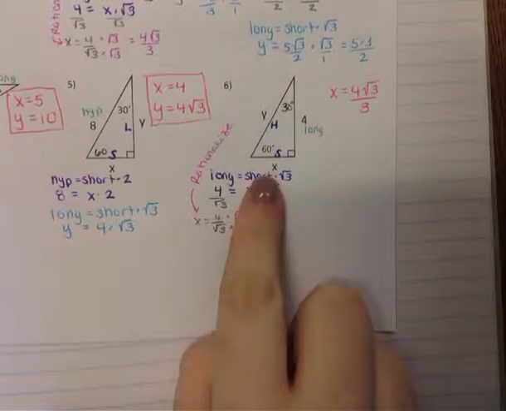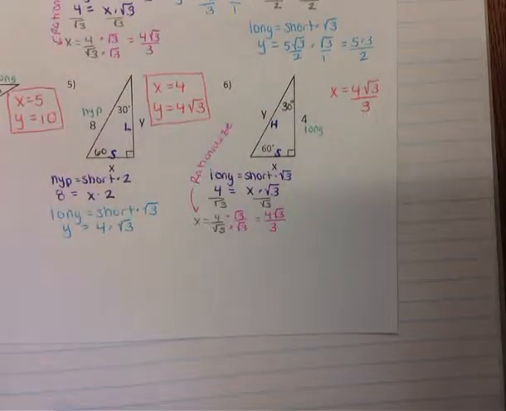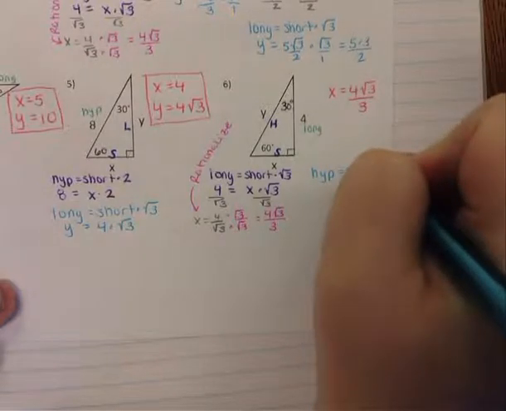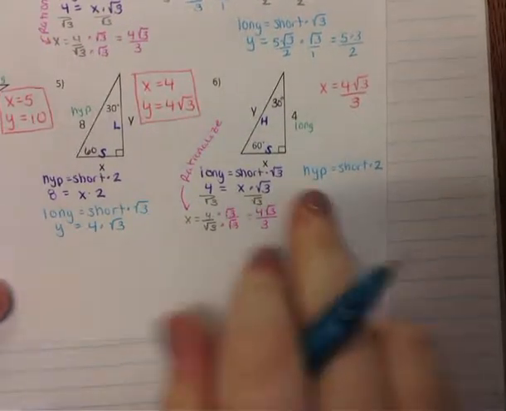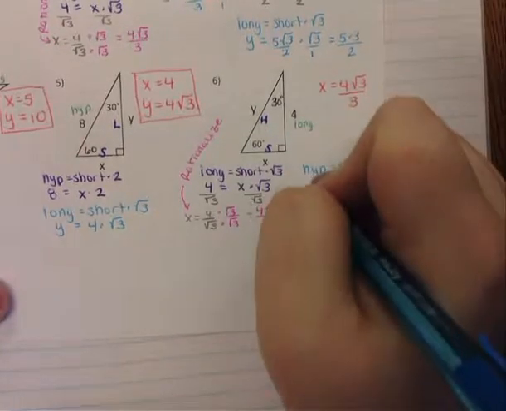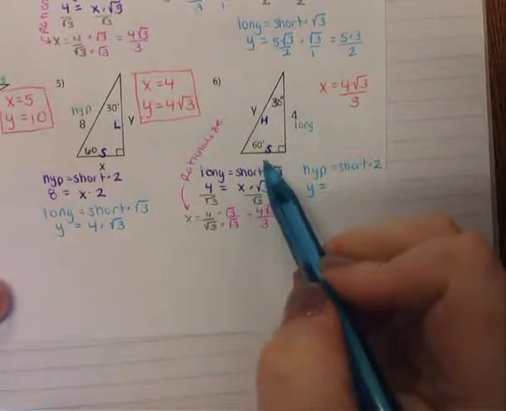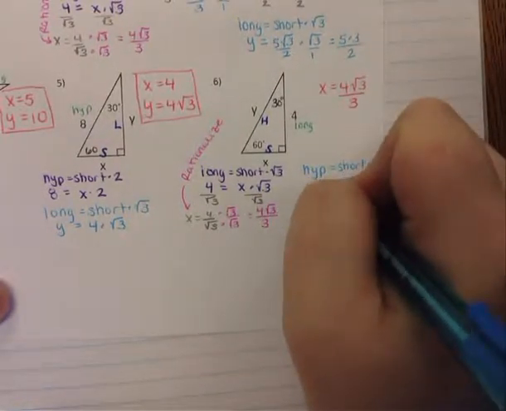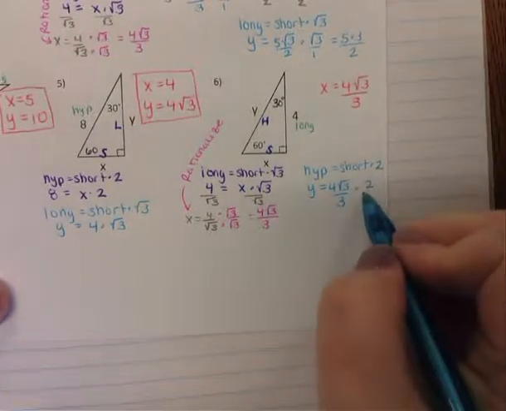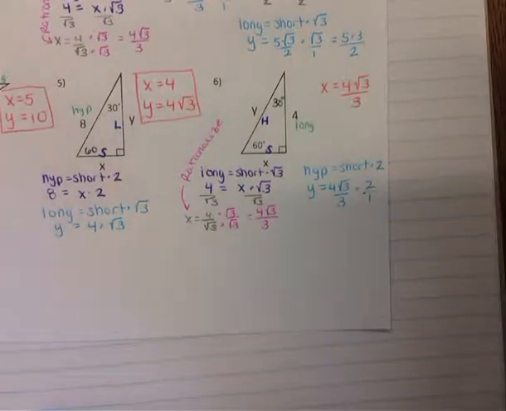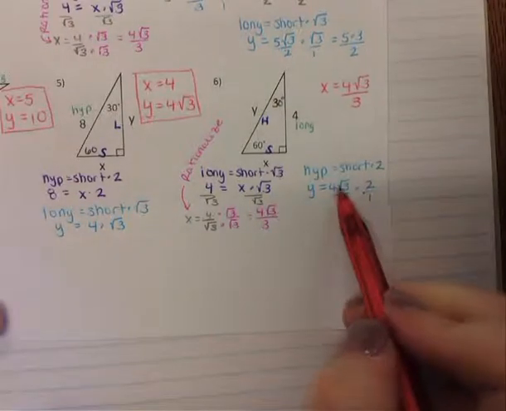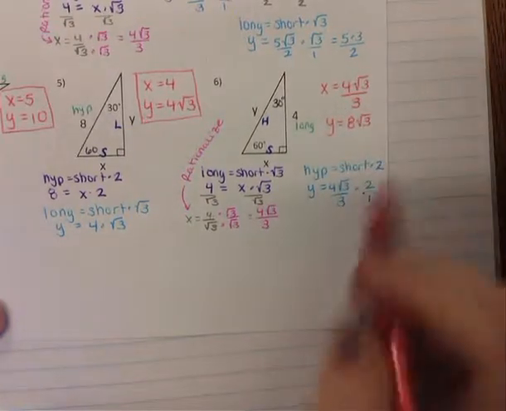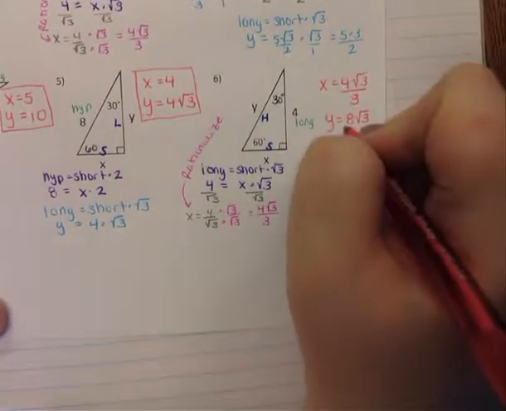We now have our short leg, so now we can find our hypotenuse. So our equation is hypotenuse is equal to your short leg times 2. The hypotenuse is represented by y. Our short leg is represented by x, which we just found as 4 square root of 3 over 3. Then we multiply it by 2. And again, this is really a 2 over a 1. So when we multiply this, we'll end up getting 4 square root of 3 times 2 is 8 square root of 3. And then 3 times 1 is 3. So over 3.